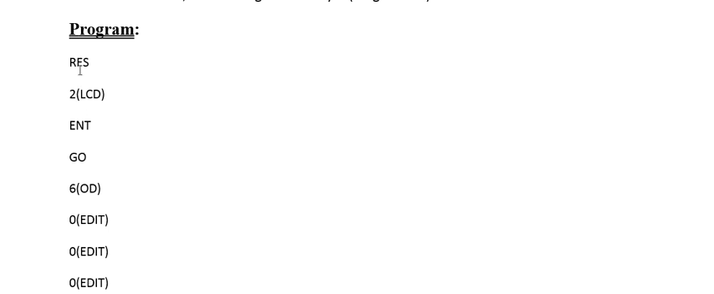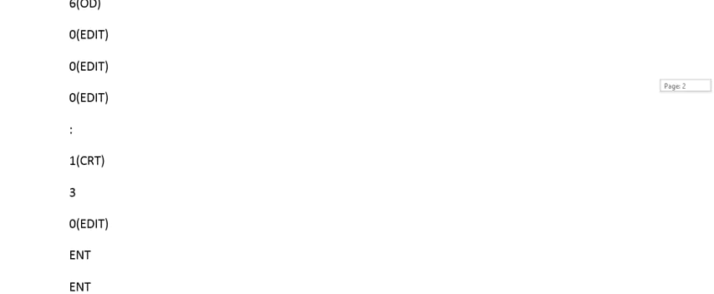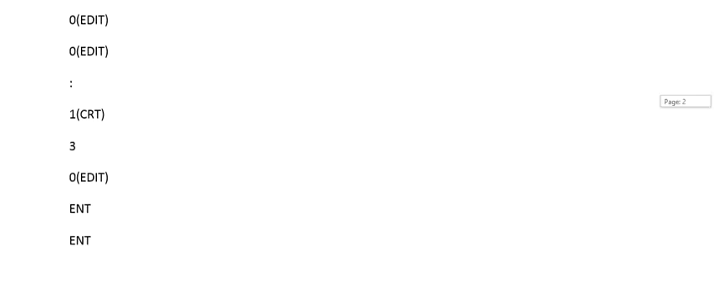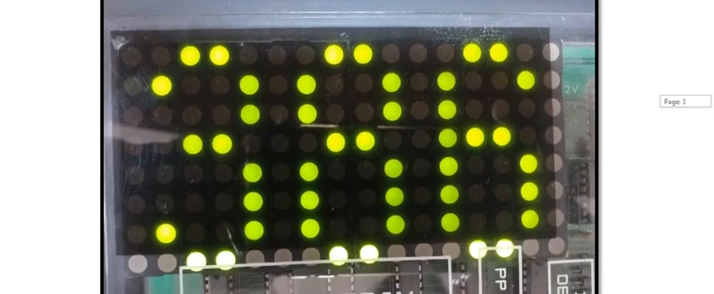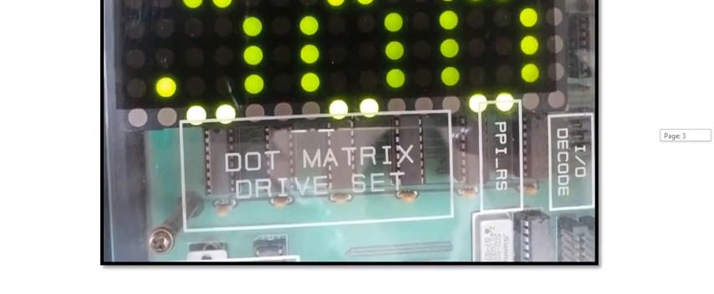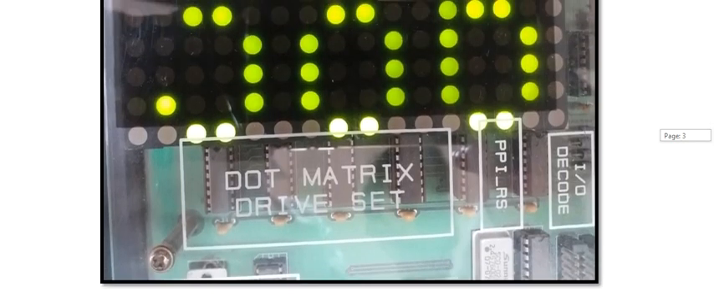First press the reset button, then press 2, then enter, then go, then 6 0 0 0, then colon 1 3 0, enter. Then the output will be 80386 on the dot matrix screen of the V.SK-80386 trainer model. So this is our program 1 for LCD mode. We have seen 80386 displayed on the dot matrix screen or LCD screen, whatever you say. It is actually a dot matrix screen, but the program is represented as LCD mode.